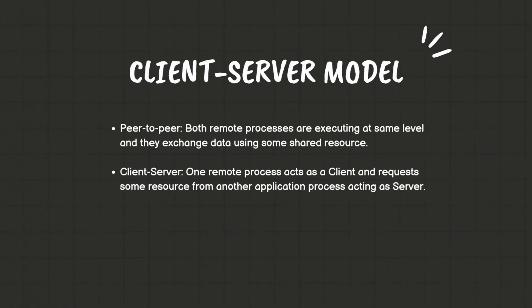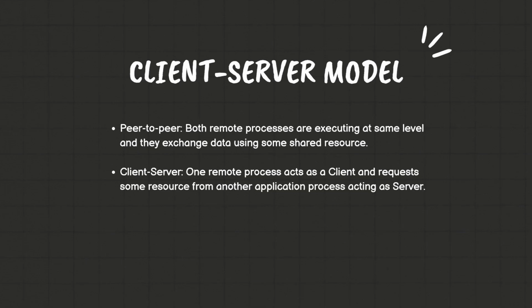Client server model. There are 2 types of fundamental architecture models that we use in modern computer networking. One is the peer-to-peer model and the other one is the client server model. Let's understand both of them in detail. First, we have peer-to-peer. In the peer-to-peer model, both remote processors are executing at the same level and they exchange data using some shared resources. In simple terms, a P2P network has no central server or authority controlling the network. Instead, each peer directly communicates and shares resources with other peers.